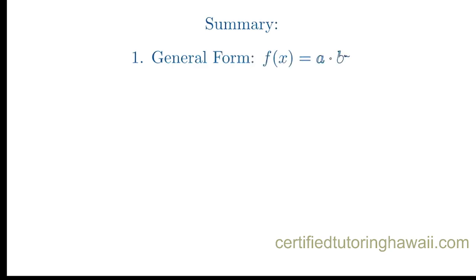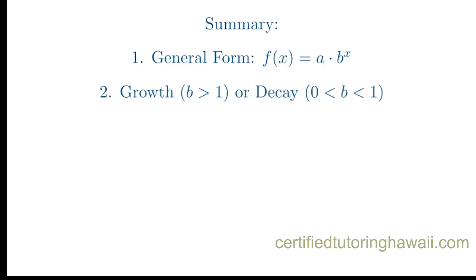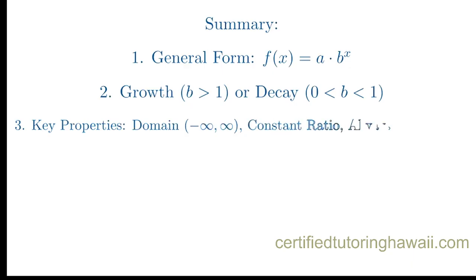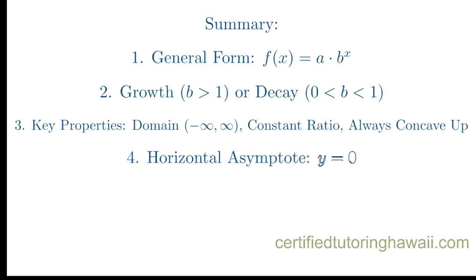Let's summarize what we've learned today about exponential functions. We started with the general form, f of x equals a times b to the x, where a is the initial value at x equals 0, and b is the base. The base b determines growth or decay. A base greater than 1 means growth, while a base between 0 and 1 means decay. Key properties include a domain of all real numbers, constant ratios over equal intervals, and a graph that is always concave up. And finally, we saw that standard exponential functions have a horizontal asymptote at y equals 0, with their end behavior depending on whether it's growth or decay.